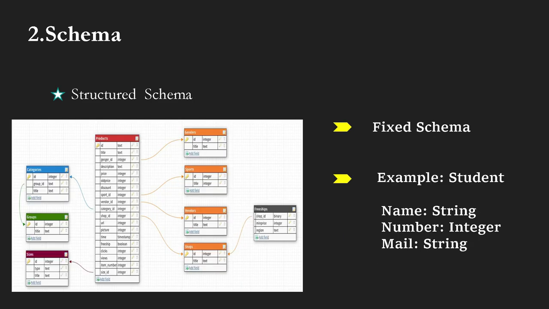Then the SQL schema: it is a structured, predefined schema. Tables have a fixed structure, which means data types and columns must be defined upfront. For example, take a student. A student will have a name, number, and mail, where name is a string, number is an integer, and mail is a string, and that must be defined upfront.